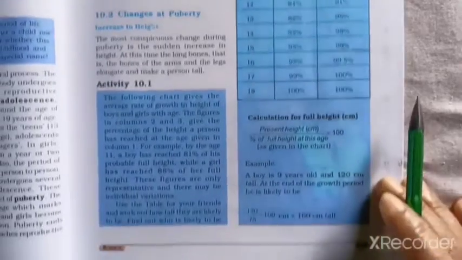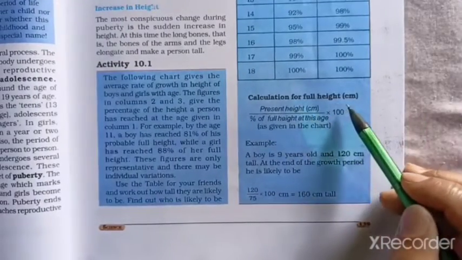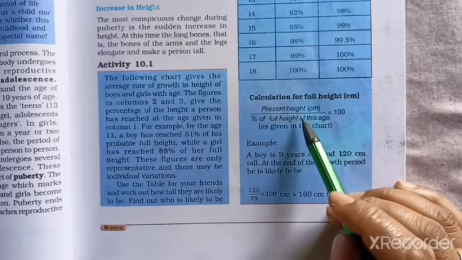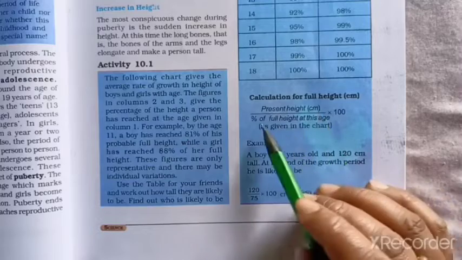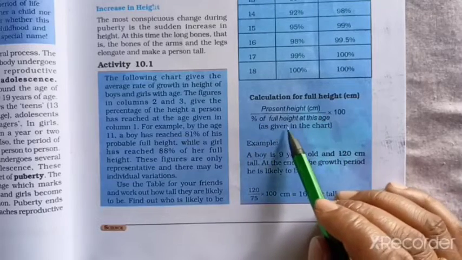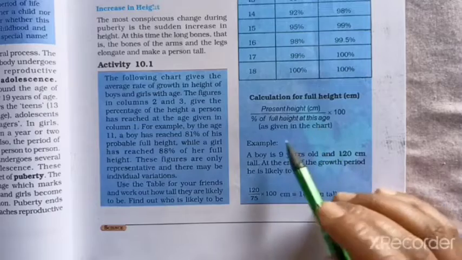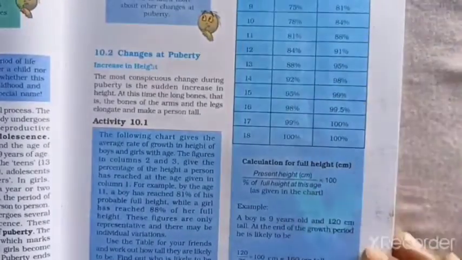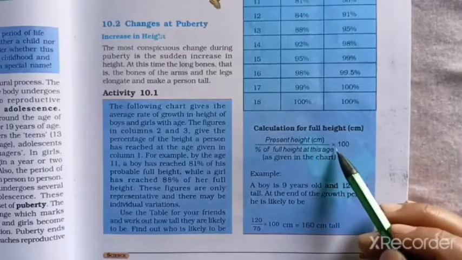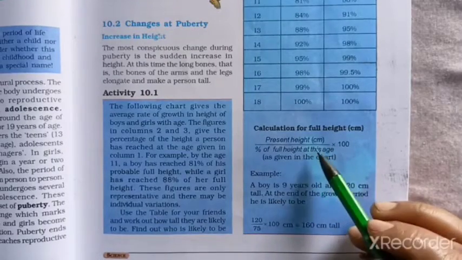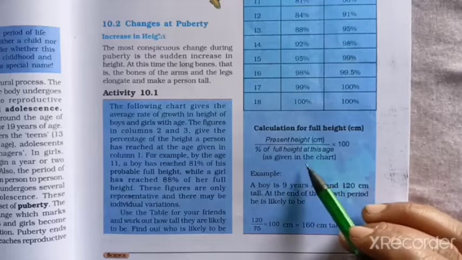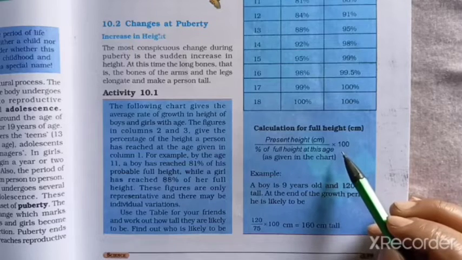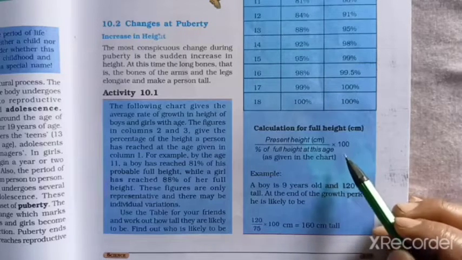Below that, the calculation for full height in centimeters. A chart is also given. Present height in centimeters divided by percentage of full height at this age, as given in the chart, into 100. So this is the calculation for the full height of a person.